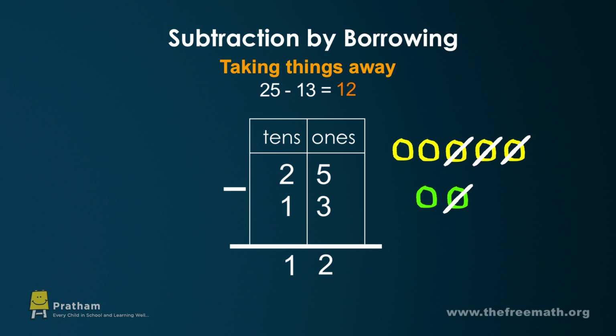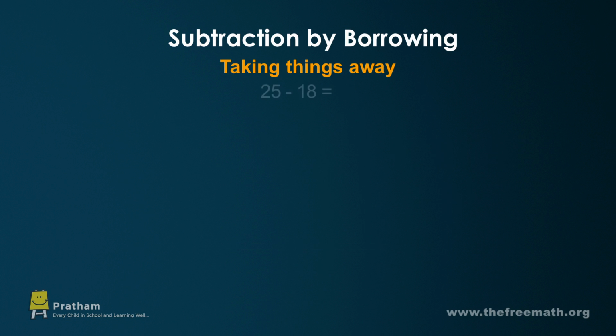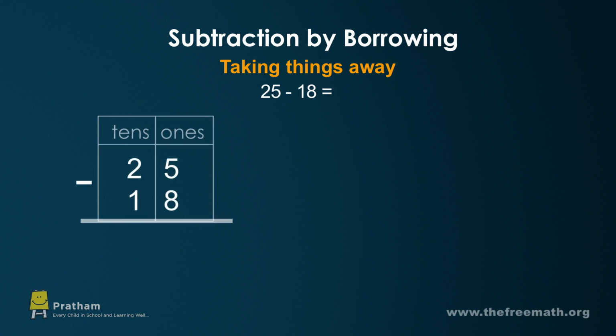This subtraction was easy. What if the subtraction was like this? What if it was 25 minus 18? Again, write the numbers such that the columns line up. So now we have 5 and 8 in the same column and 2 and 1 in the same column. So now we need to subtract 8 from 5. But in this case 5 is a smaller number and 8 is a bigger number.